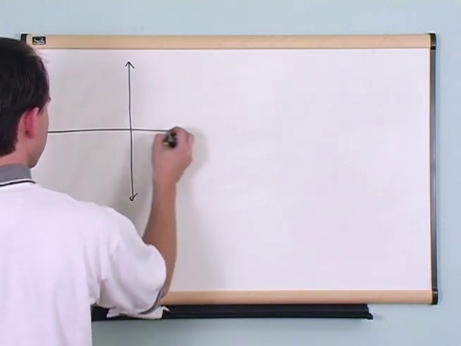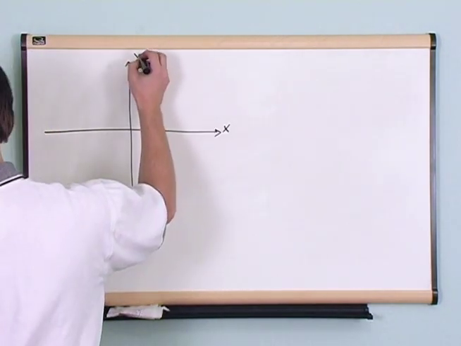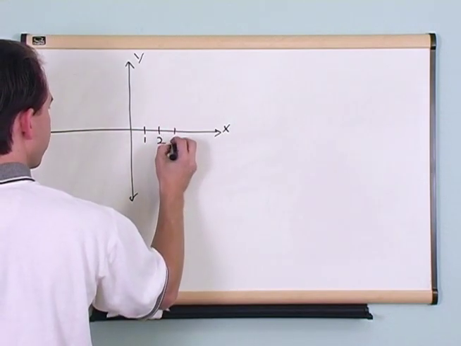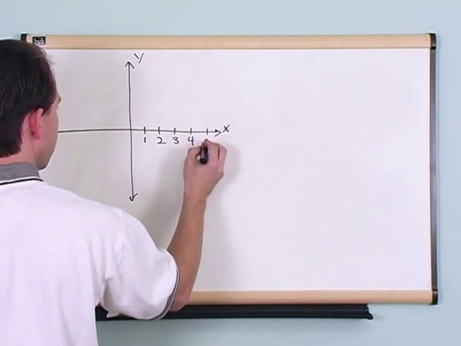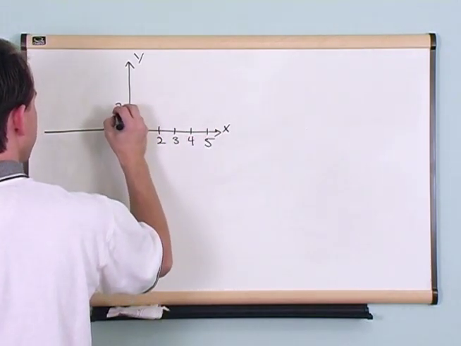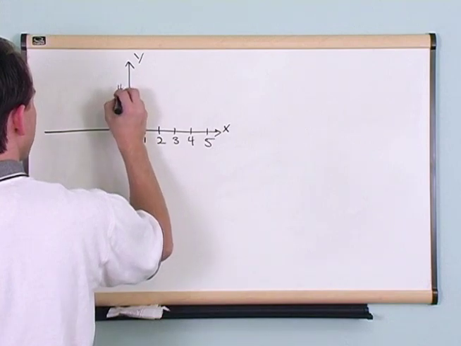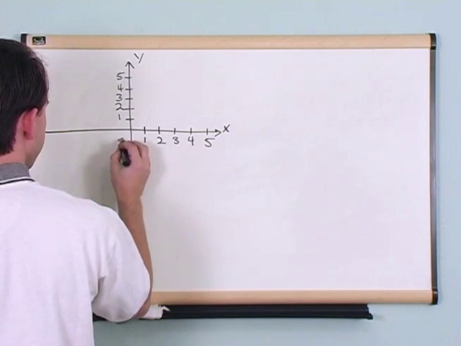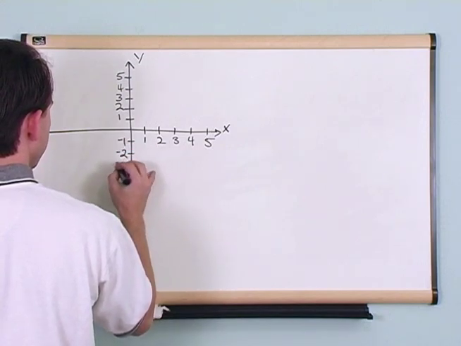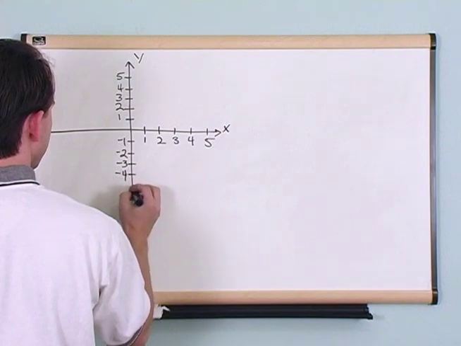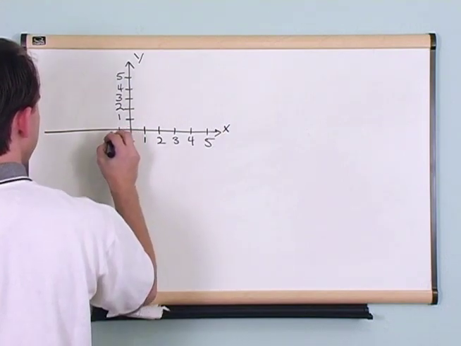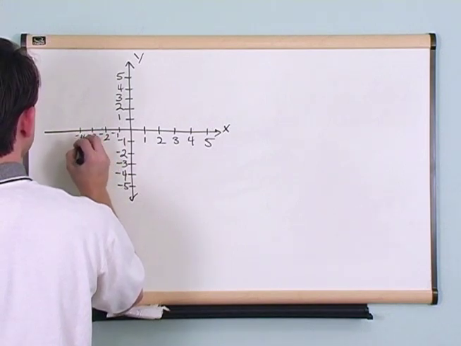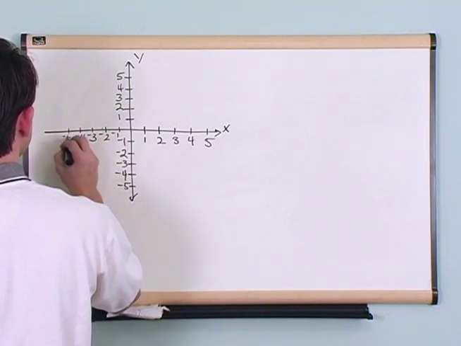So I'm going to draw my line, x and y, and I'm going to say 1, 2, 3, 4, 5. And again, 1, 2, 3, 4, 5. And we'll do negative 1, negative 2, negative 3, negative 4, negative 5, negative 1, negative 2, negative 3, negative 4, negative 5.